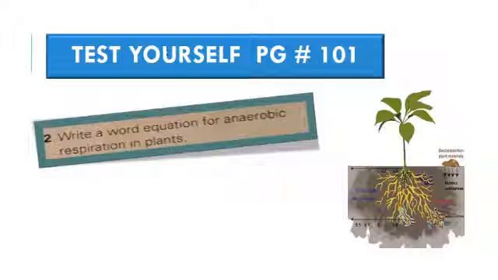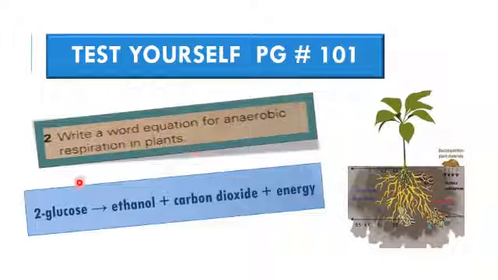Here you can see that question number 2 of Test Yourself asks us to write down the equation for anaerobic respiration in plants. Plants respire without oxygen, and glucose is changed into ethanol, carbon dioxide, and energy.